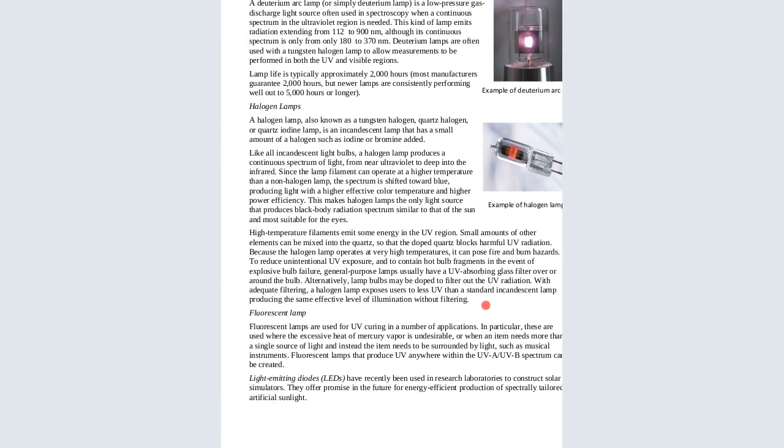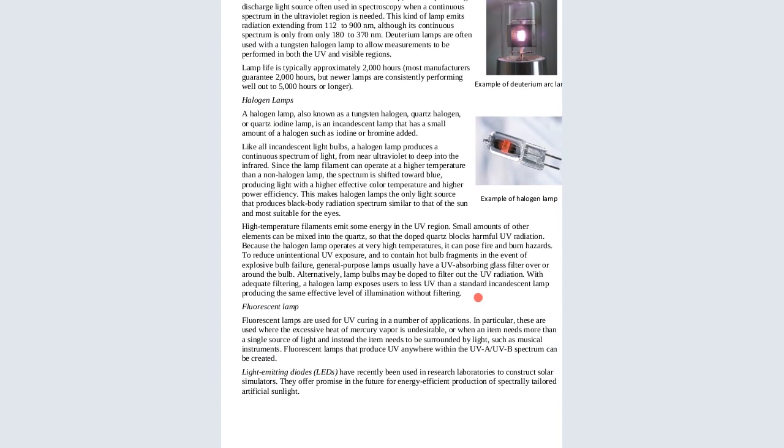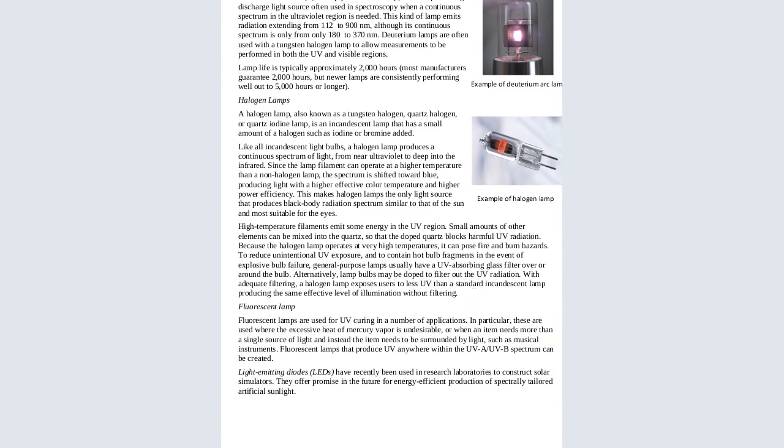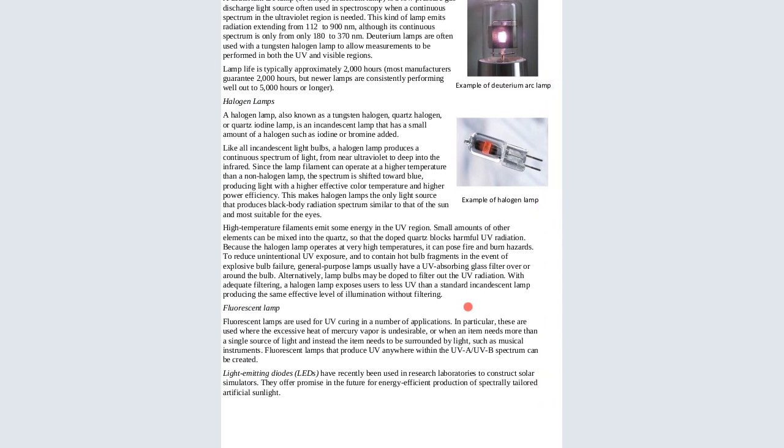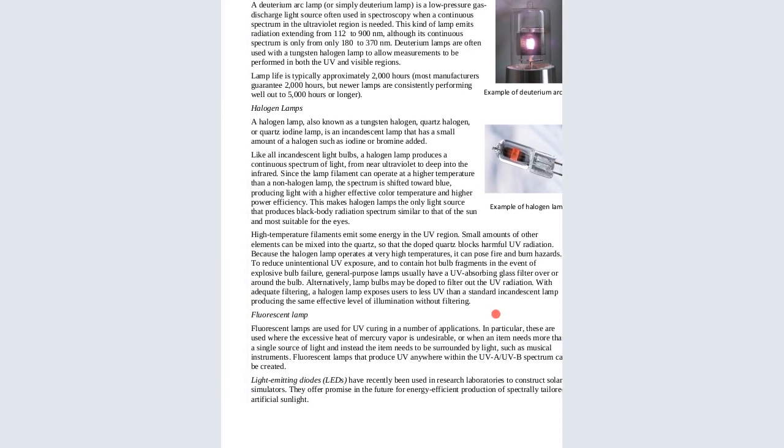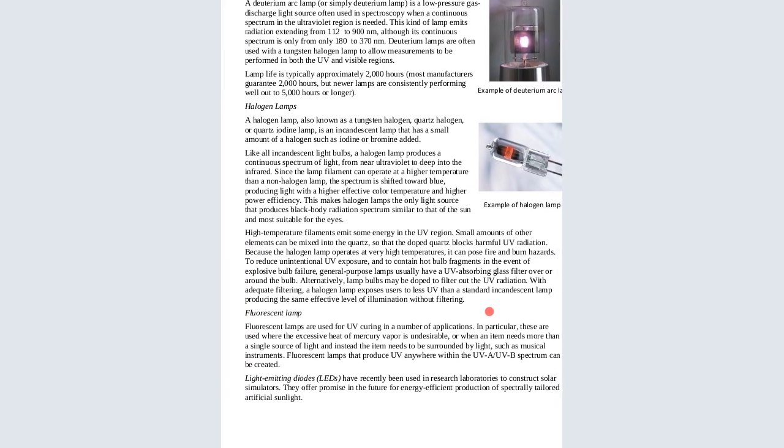Now, to reduce unintentional ultraviolet exposure and to contain hot bulb fragments in the event of explosion or bulb failure, general purpose lamps usually use an ultraviolet absorbing gas filter. So you see they have a gas filter to be able to absorb the ultraviolet rays.